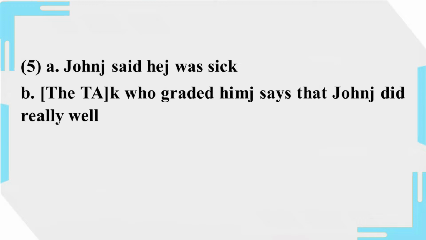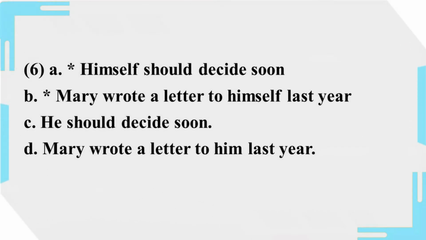Certain combinations, however, seem impossible. For example, even if John has been mentioned previously in the discourse or made prominent in some other way, the following sentences A and B are impossible. Himself should decide soon. Mary wrote a letter to himself last year. In sentence A, we cannot use a reflexive pronoun himself as subject of the sentence, although it can refer to the person John. Also in sentence B, there is a problem with gender agreement. However, sentences C and D are fine. He should decide soon. Mary wrote a letter to him last year.